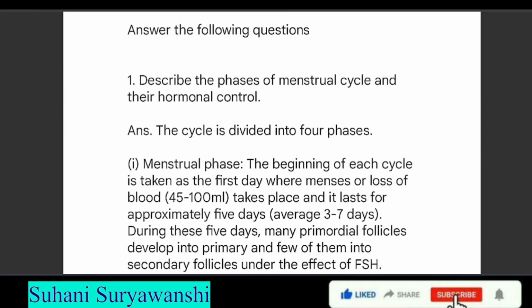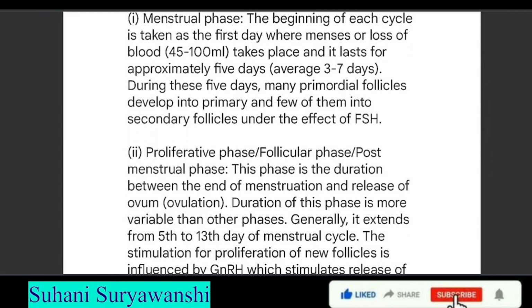Answer the following questions. Describe the phases of menstrual cycle and their hormonal control. The cycle is divided into four phases. First is menstrual phase. The beginning of each cycle is taken as the first day where menses or loss of blood about 45 to 100 ml takes place, and it lasts for approximately 5 days, that is average 3 to 7 days. During these 5 days, many primordial follicles develop into primary and few of them secondary follicles under the effect of FSH.